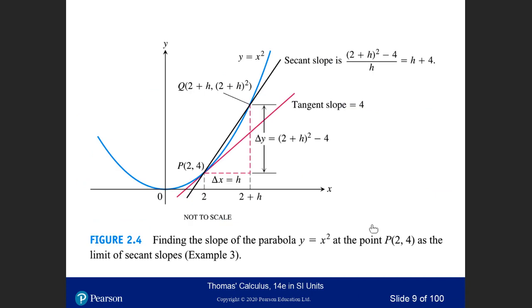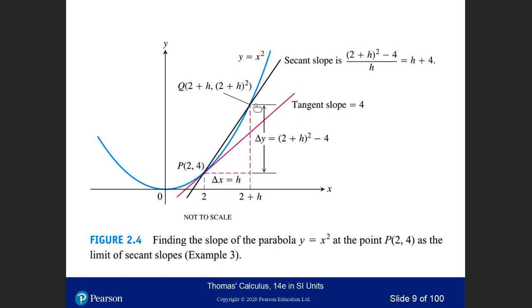Let's look at the same phenomenon over the y equal to x squared curve. So our P point is 2, so the y coordinate is 4, because y is equal to x squared. And the Q point is 2 plus h, and the y coordinate is 2 plus h squared, because y is equal to x squared. So this is the secant line.